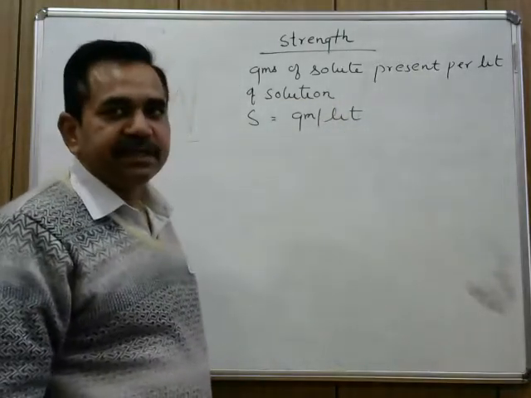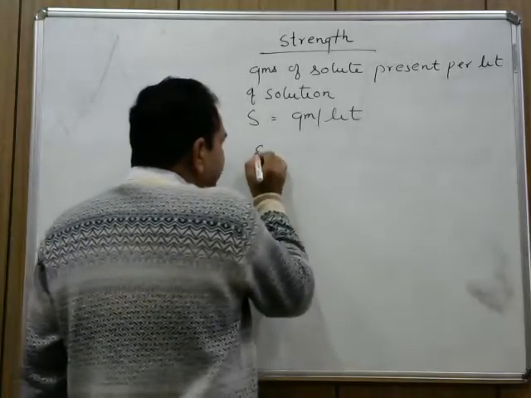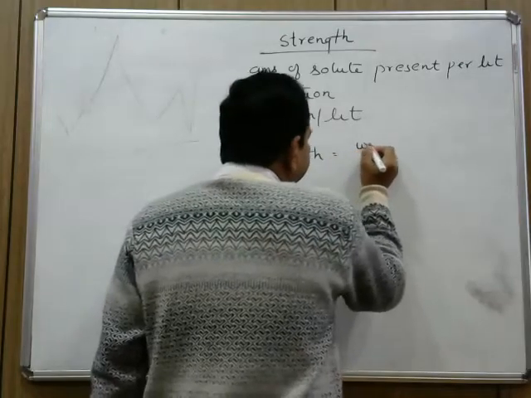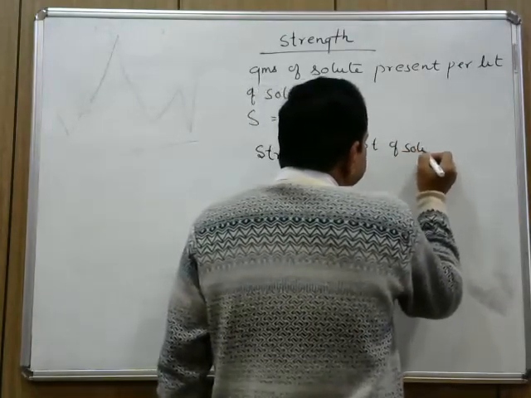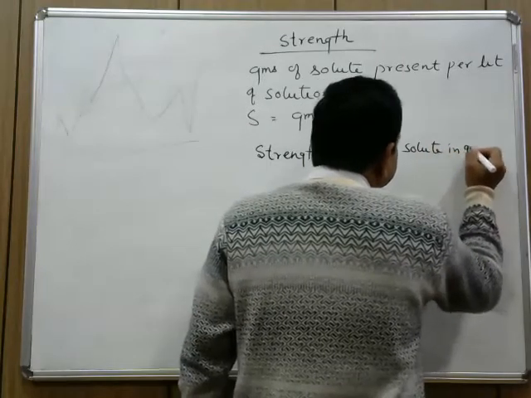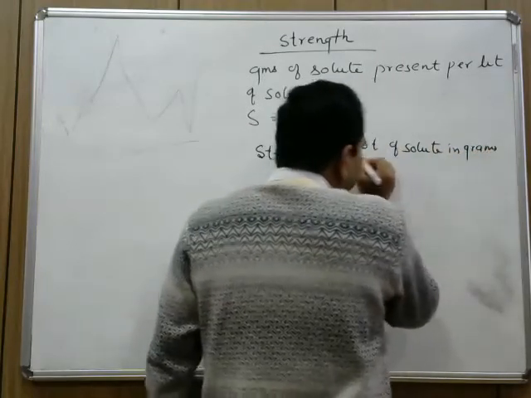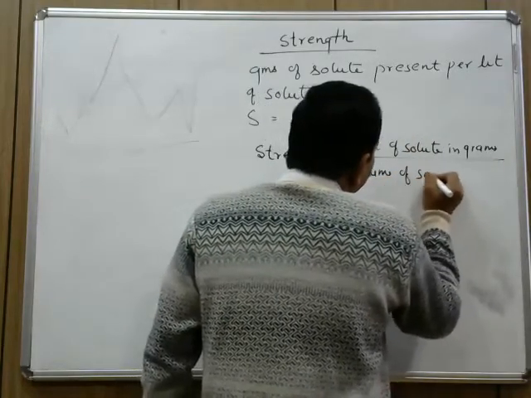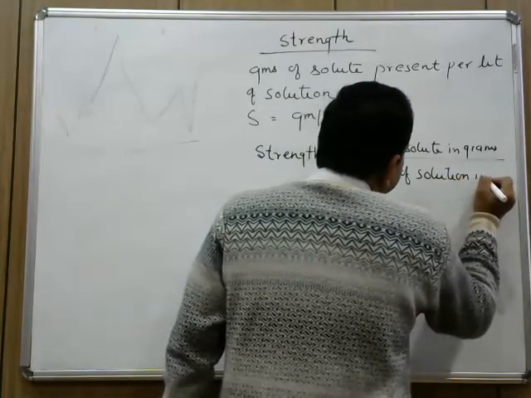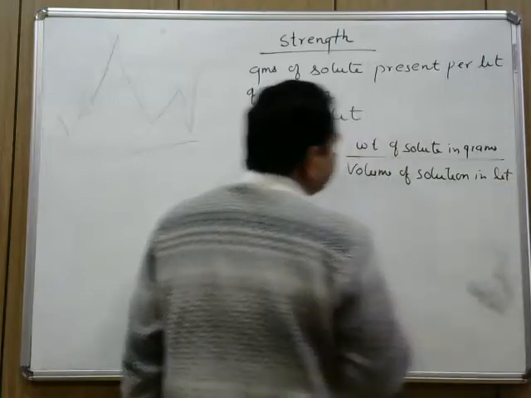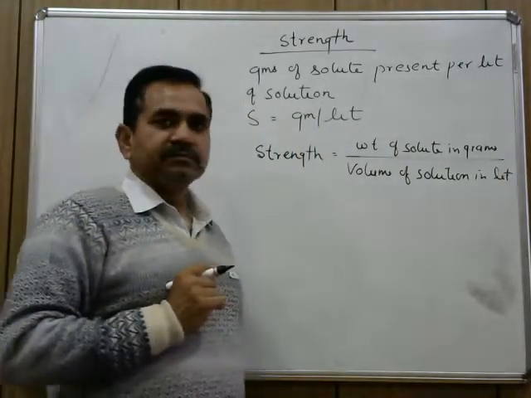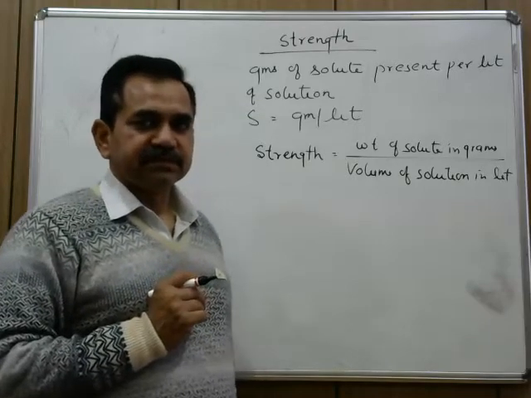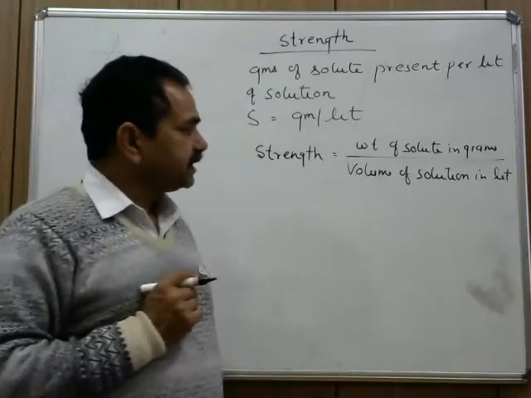grams per liter. So strength is calculated by a simple formula: weight of solute given in grams upon volume of solution in liters. Simple. So that is how strength is calculated.